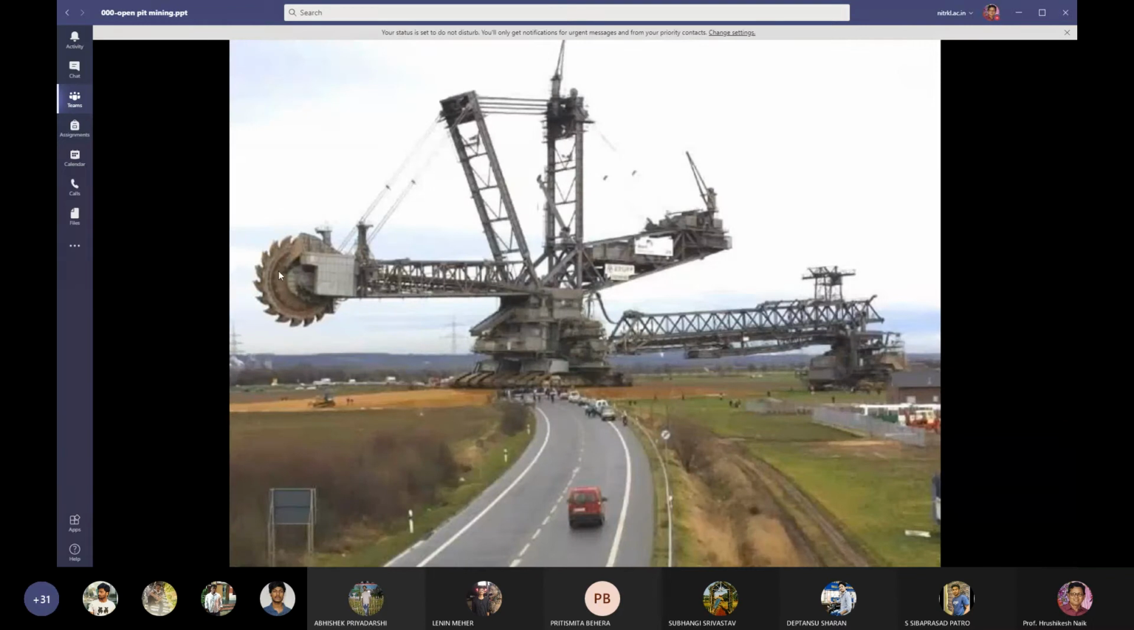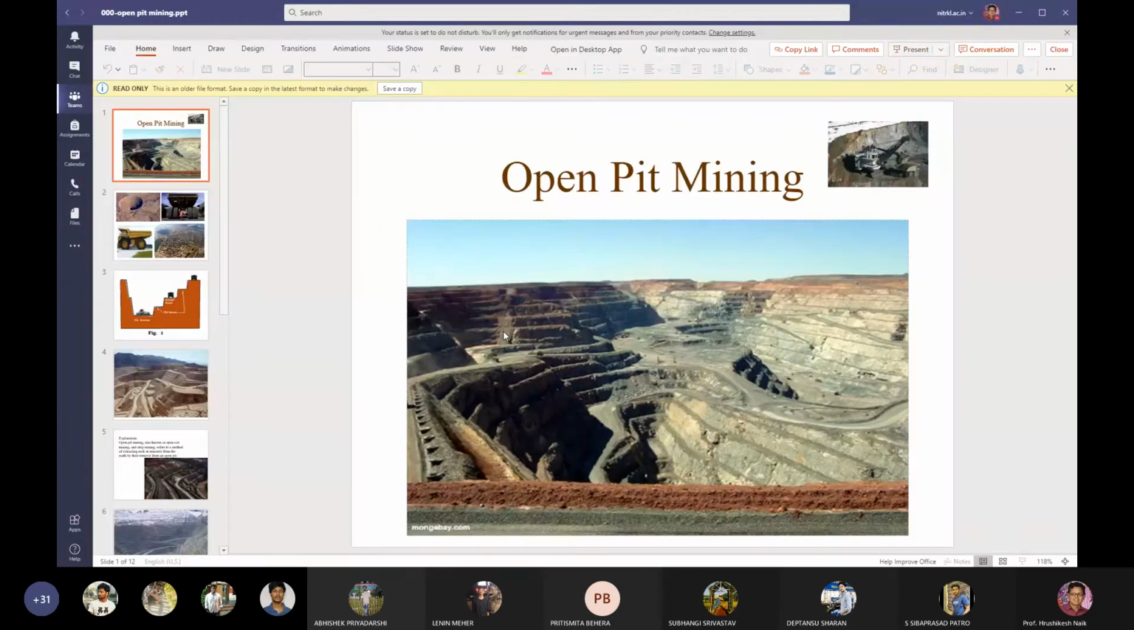This is the bigger size of bucket wheel excavator, and this is the belt conveyor, and usually the belt conveyor discharges the material to a stacker. By the help of this stacker, the material can be stacked. Okay. So this is the diagram of a bucket wheel excavator. So this is open pit mining.